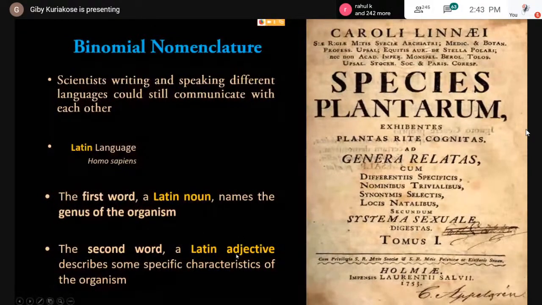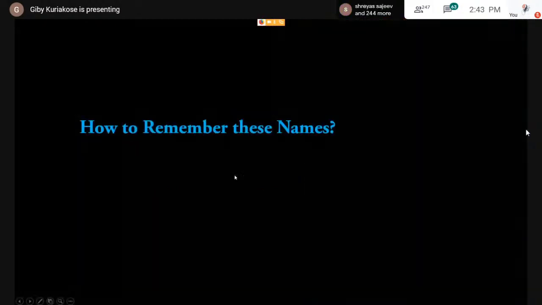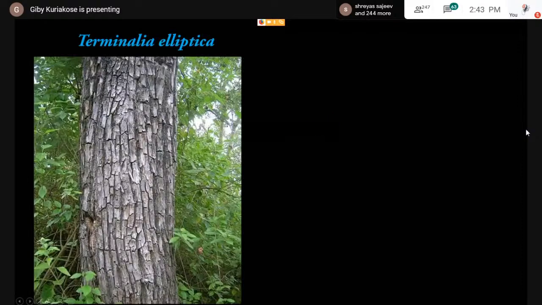And the second form is an adjective name that usually explains specific characteristics of the organism. That is why we call that the specific epithet, which tells you what is specific with that particular plant. Okay, so how can we remember these names? Let us try introducing 5 or 6 plants.